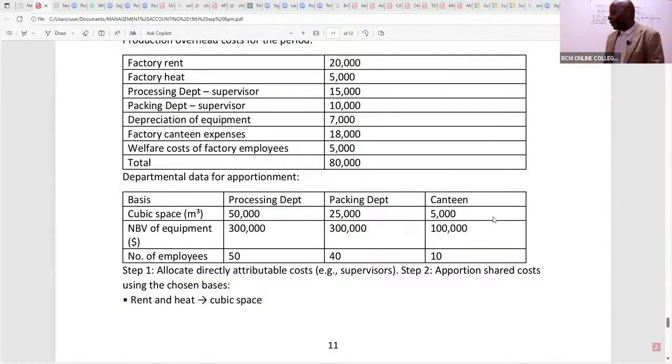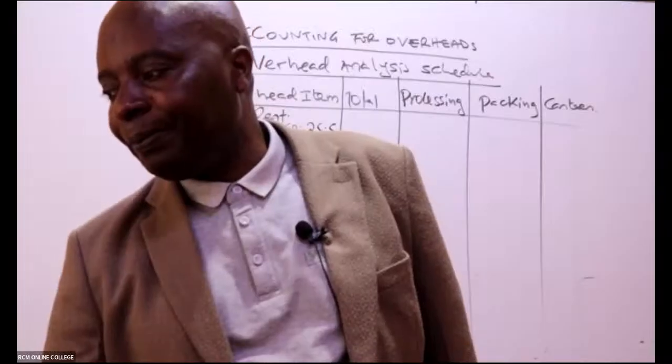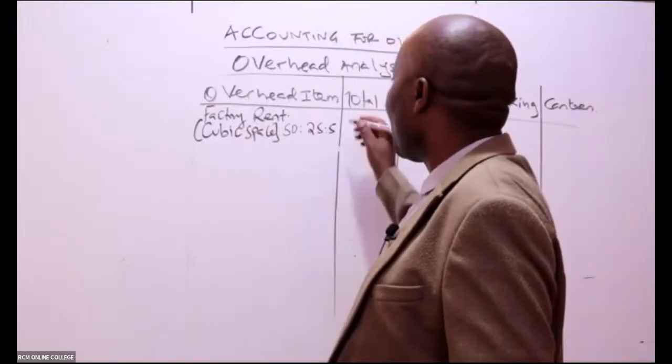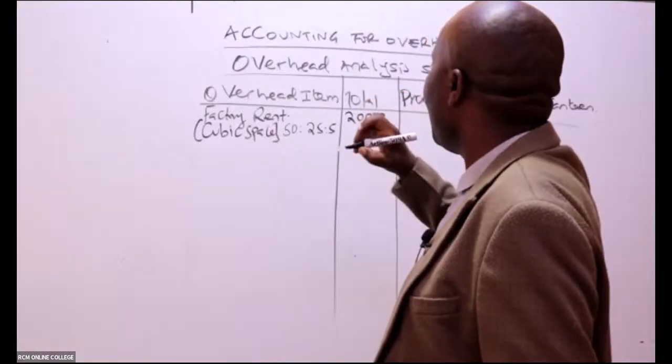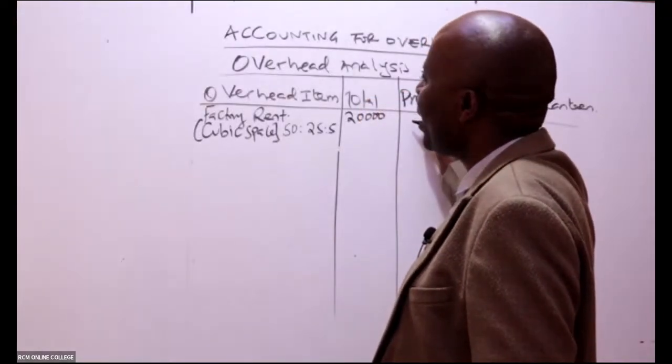It is 50 is to 25 is to 5. That is the criteria for apportioning this cubic space. Ladies and gentlemen, remember the factory rent itself totally is 20,000. So can you kindly tell me how much will go to the processing department?